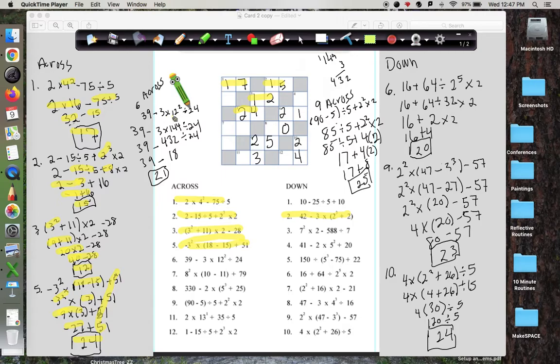I also did 6 across. The first thing I notice is I do 12 squared because there's no parentheses. That's 144. And then looking for multiplication and division left to right, the first thing that comes up is 3 times 144, which is 432. The next thing that comes up is 432 divided by 24. That's 18. And then 39 minus 18 is 21.